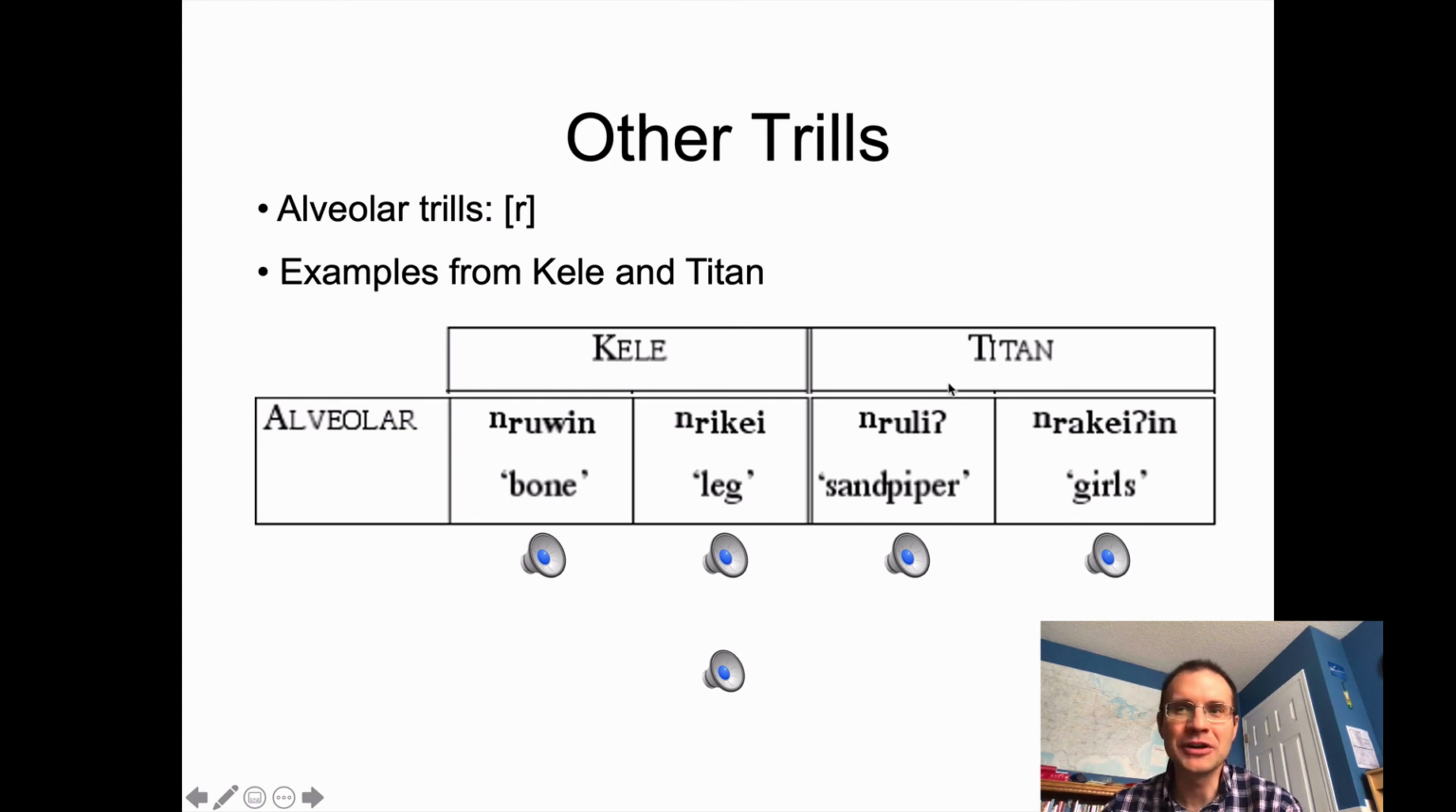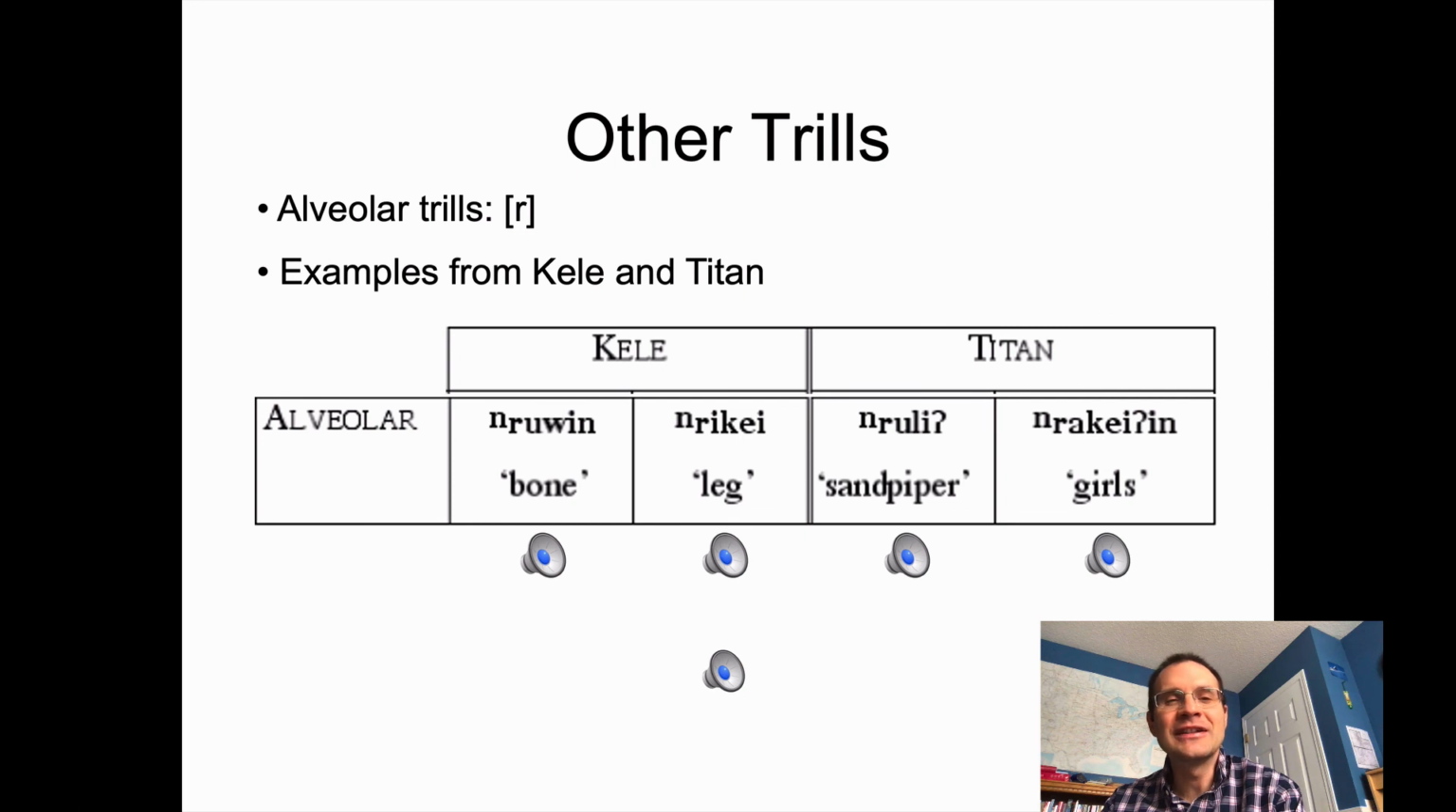So I'm going to play these one more time, but I will mention that normally, like in a production exercise, if I ask you to make a bilabial trill, most people don't find that difficult. A lot of people find alveolar trills like this challenging to make. And I guess the advice I would give you if you're trying to learn how to produce them is to remember that you don't have to force it, as it were.